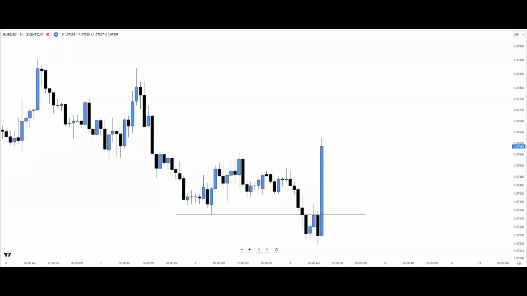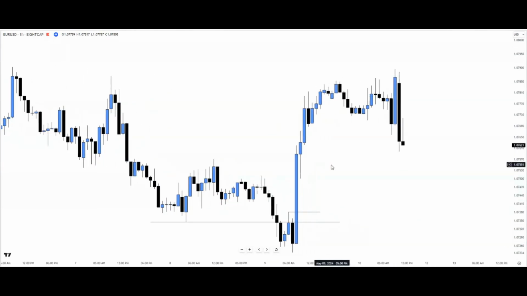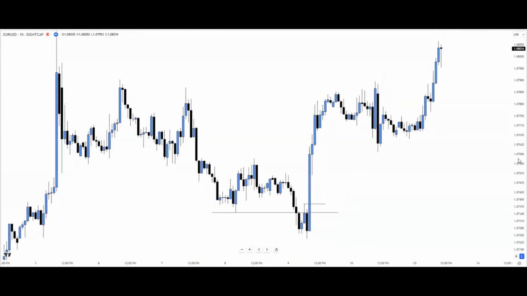And there we have it. So we can see we have a market structure shift right there. So let's see what price does going forward. And there you have it. So you can see our price traded into the high of this series of down close candles, and from here on you can see our price reach for this series of highs right here, which is our draw on liquidity.